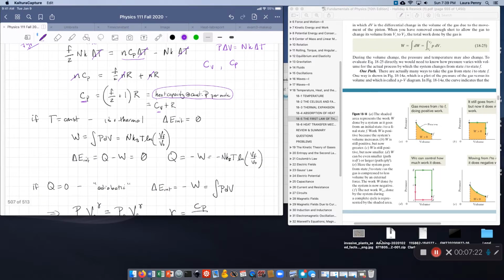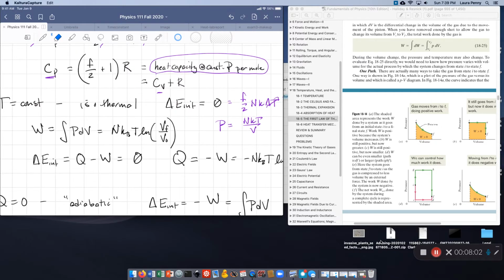You can also have temperature stay constant. This would be isothermal. If the temperature is constant, then F over 2 NK delta T is 0. And so you have no change in internal energy. That also means that if temperature is staying constant, then for an ideal gas you can put in that the pressure is NKT over V, and T is a constant. And so you can bring out that NKT.